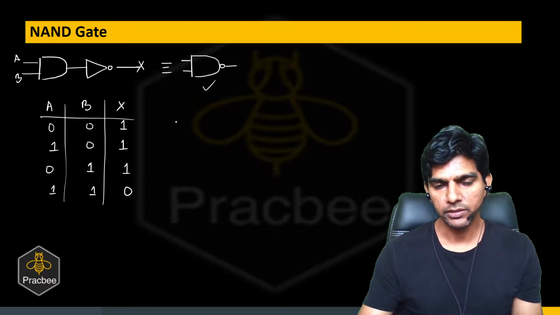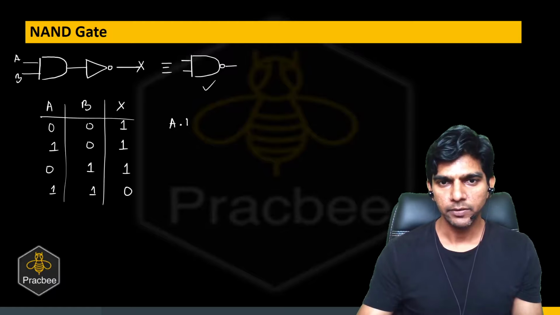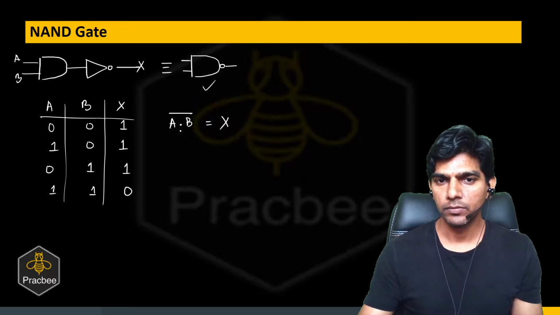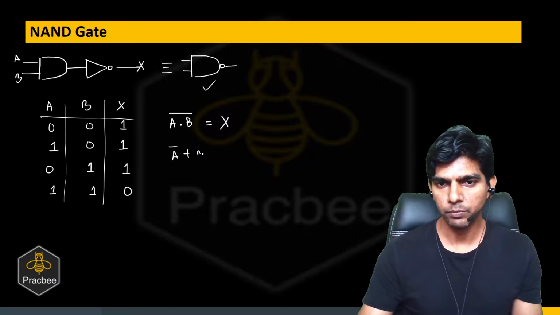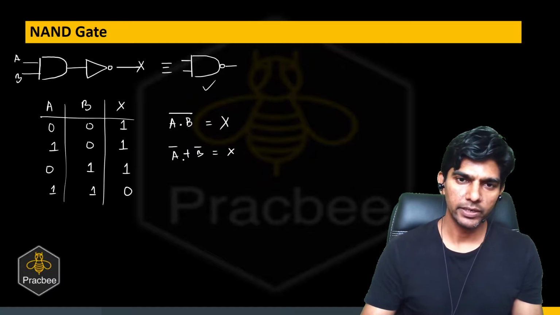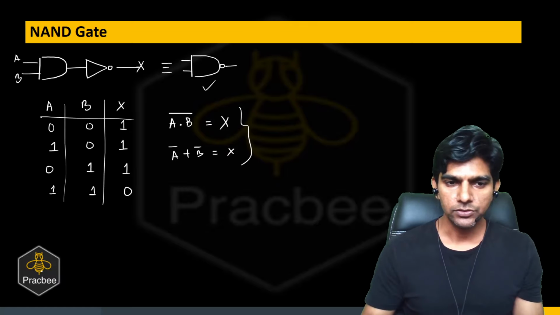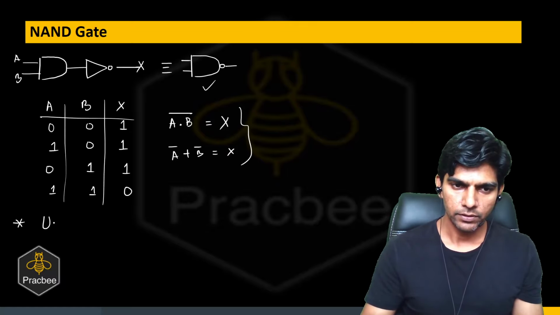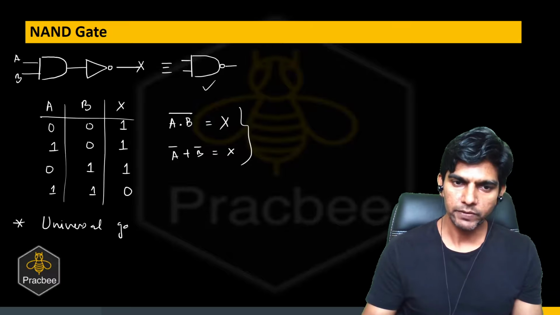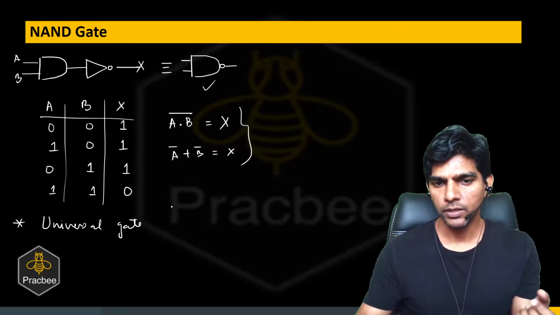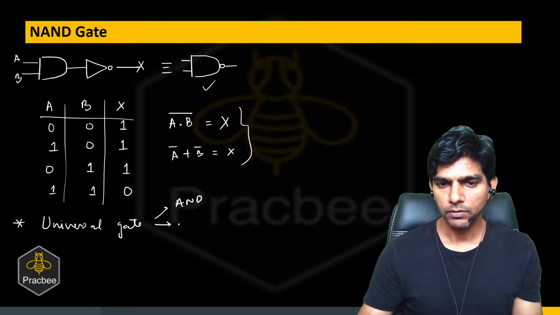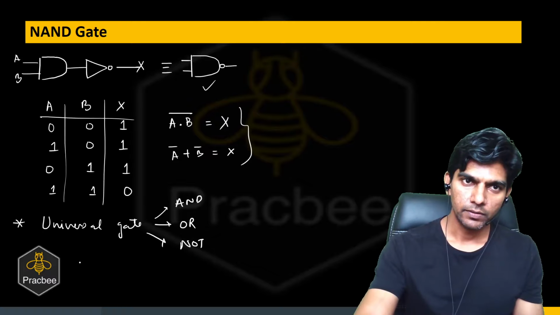And in Boolean algebra, this can be written as (A multiplied B) whole bar gives X, and A dot B whole bar can also be written as A bar plus B bar. That is De Morgan's theorem. Do remember this, right? So the NAND gate is also known as a universal gate. Why do we call it a universal gate? Because we can form AND, OR, and NOT gates by using combinations of NAND gates.